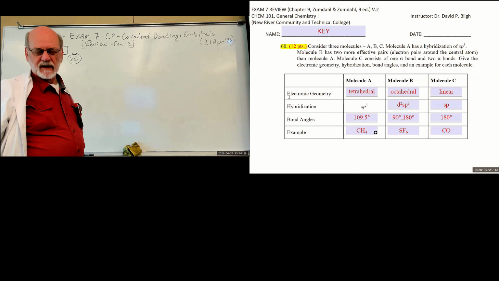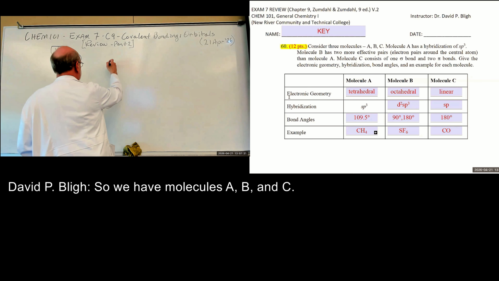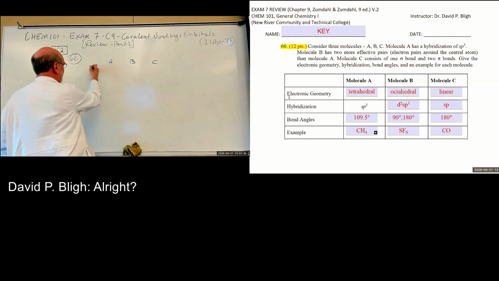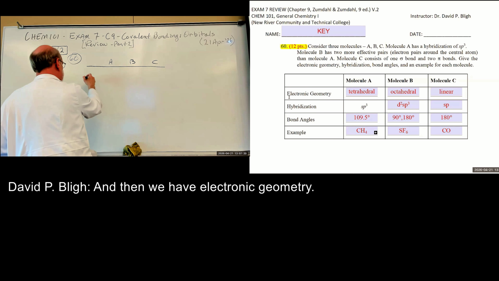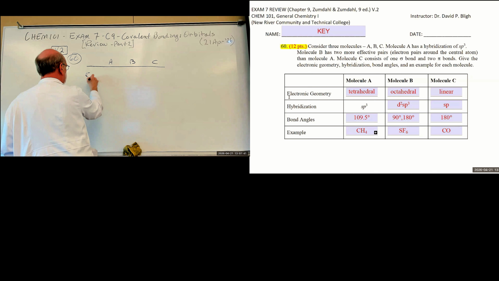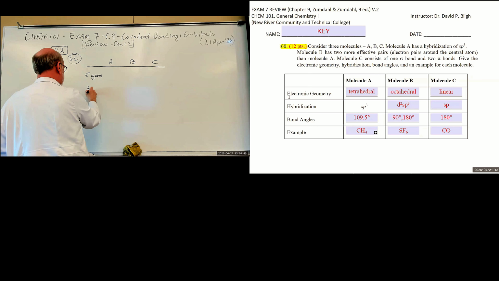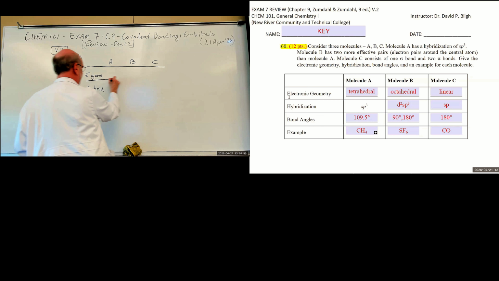Okay. So I'm going to set up the table first. So we have molecules A, B, and C. And then we have electronic geometry, hybridization, bond angles, and examples.